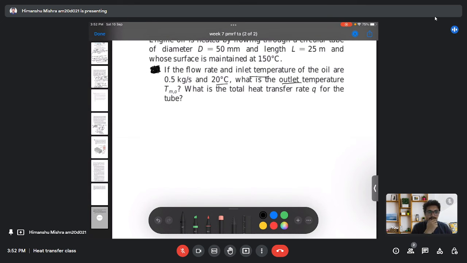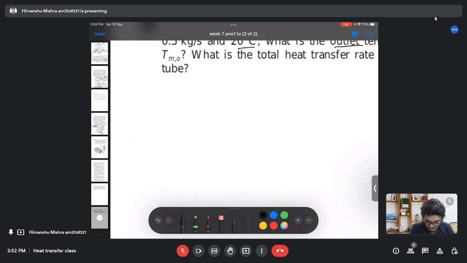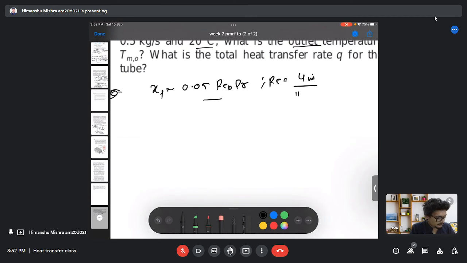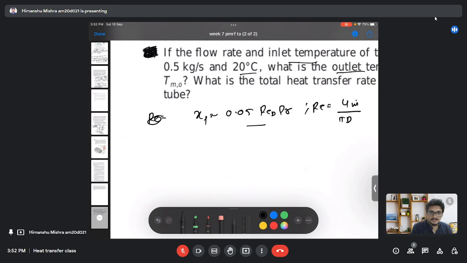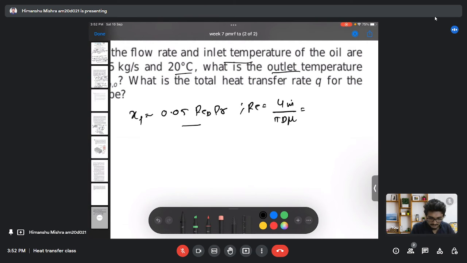So in this question, we need to first identify whether the flow is fully developed or it is in the entry region. For that, we will use the correlation where the entry region length is a function of the Reynolds number and the Prandtl number. Let X be my entry length of the entry region, and I will use this correlation here. So we need to find the Reynolds number first. Since we have been given the mass flow rate of 0.5 kg per second, I will write my Reynolds number expression in terms of mass flow rate. So just putting the values here.